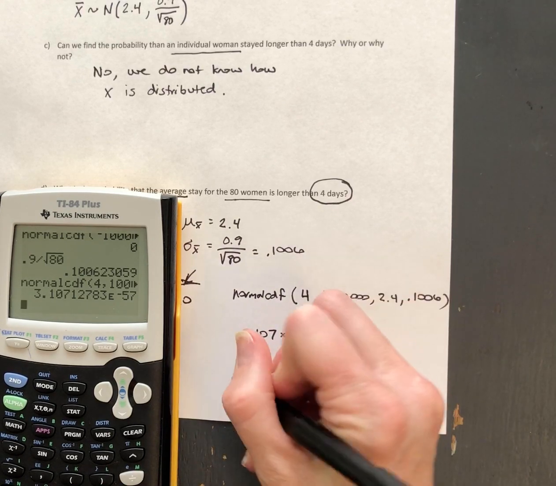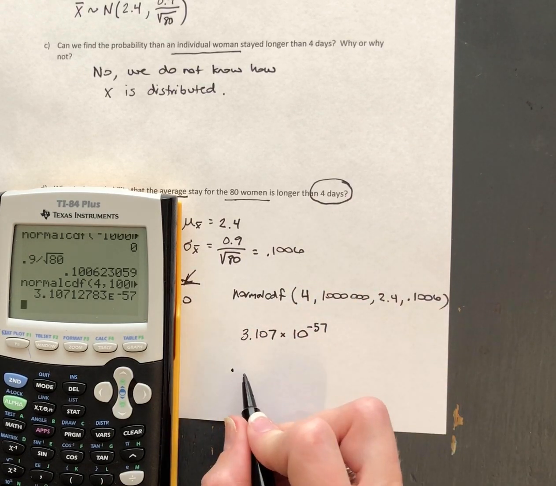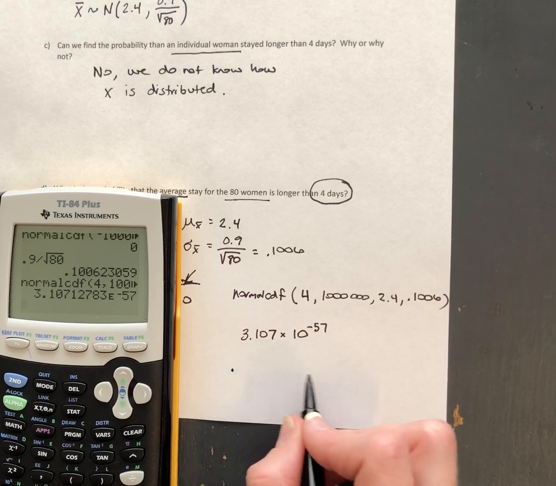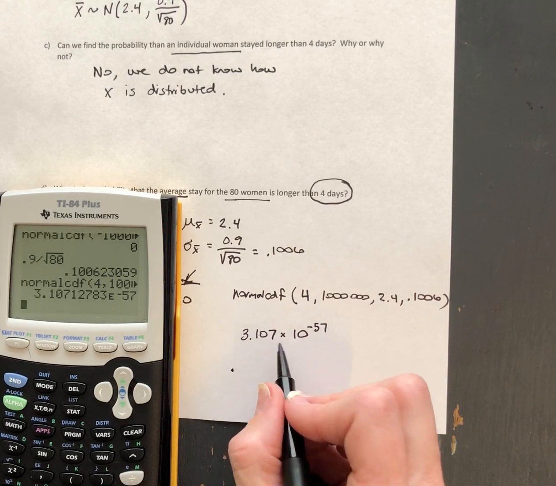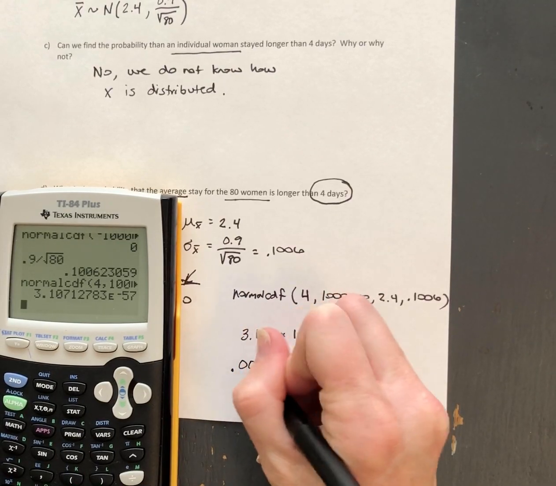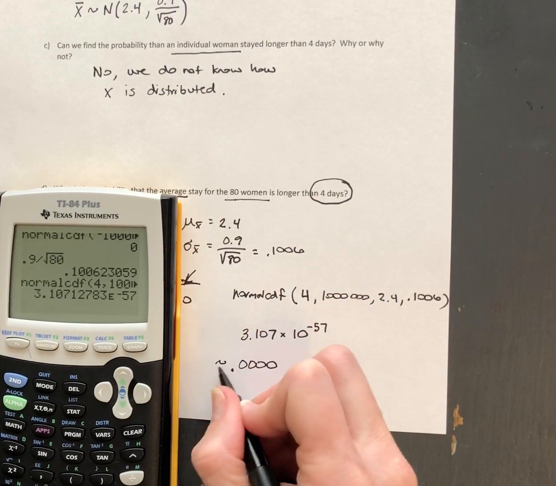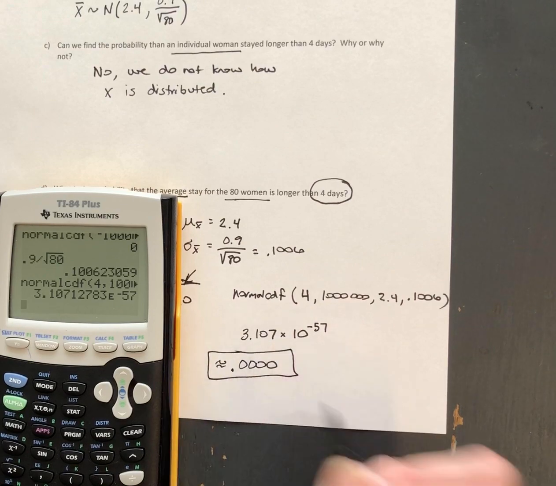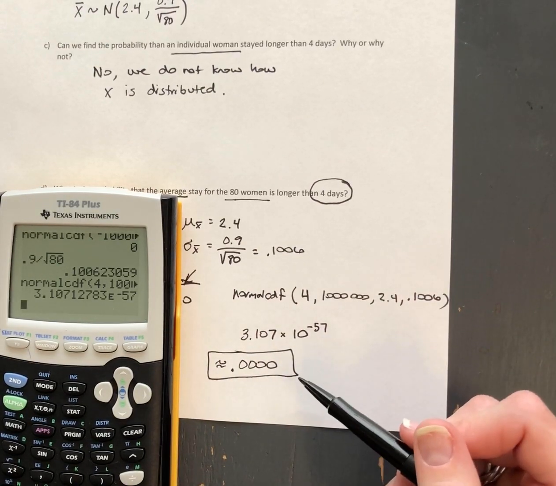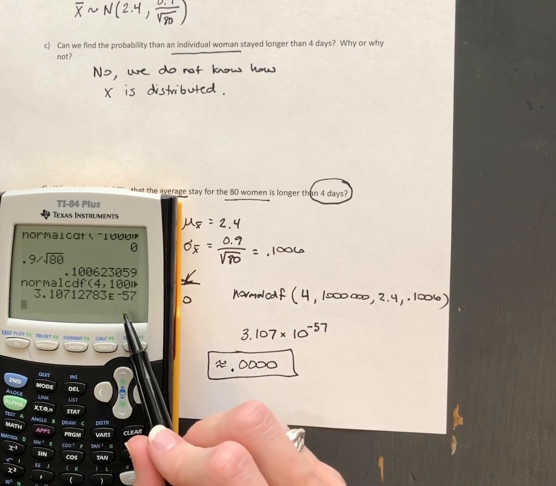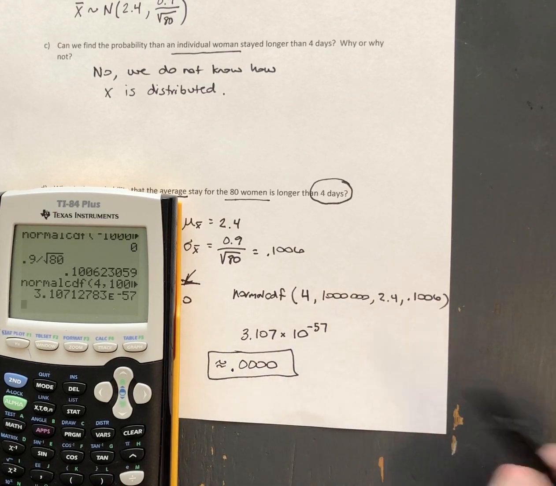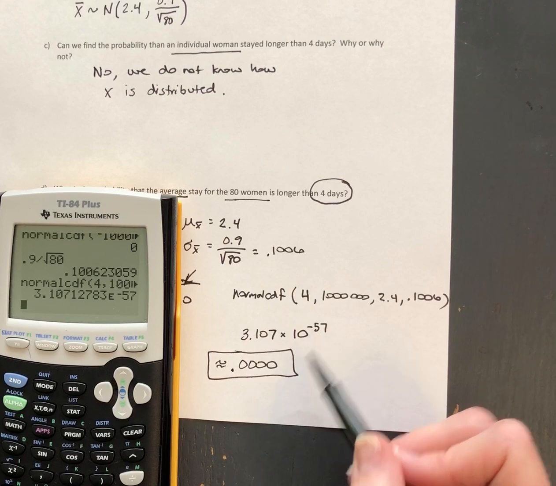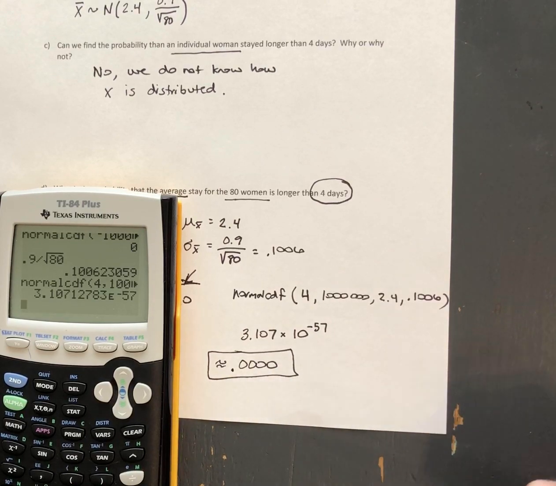So this is point, and then 56 zeros followed by 3107. So this is definitely approximately 0 to 4 decimal places. The precise value is 3.107 times 10 to the negative 57th, but that's so small that we would just say approximately 0.